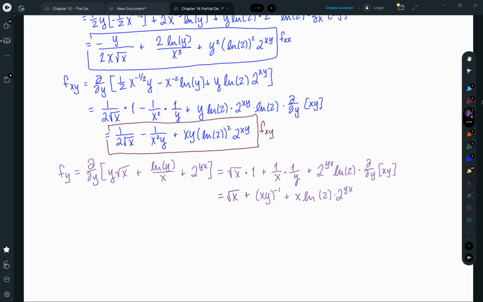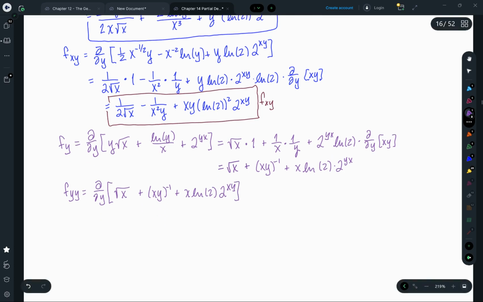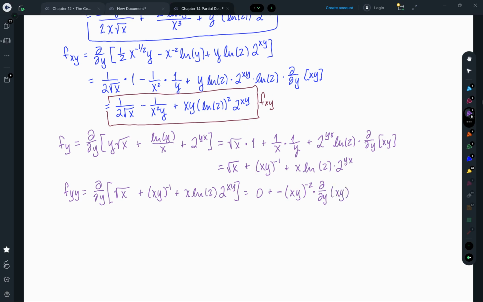All right, now let's go ahead and find f sub yy. Again, we're going to take del y, but we're taking it of f sub y. So the square root of x plus xy to the minus 1 plus x ln of 2 times 2 to the xy. The derivative with respect to y of the square root of x is 0, which is really nice. The derivative of xy to the minus 1 will give us a minus times, in quantity, the xy raised to the minus 2 times del y of xy. So that's our chain rule coming in.